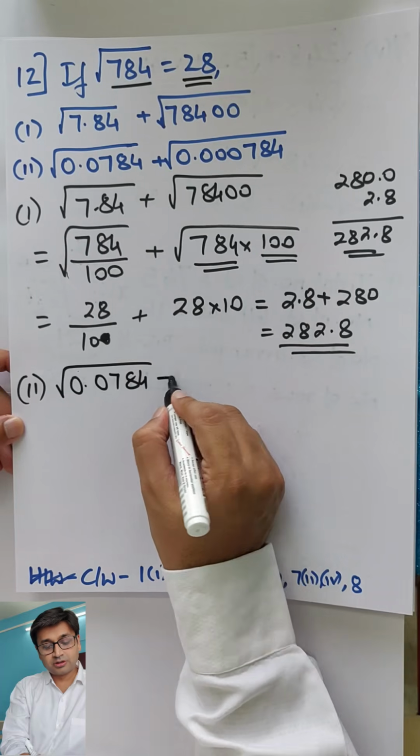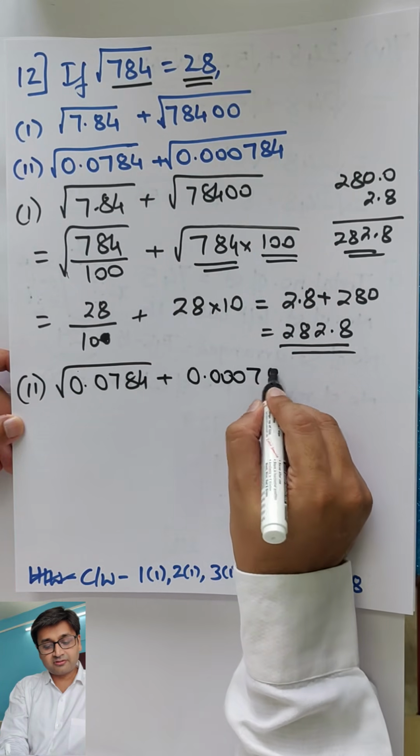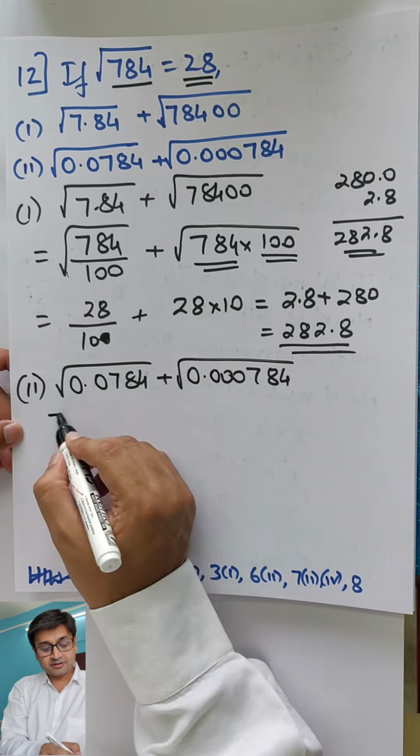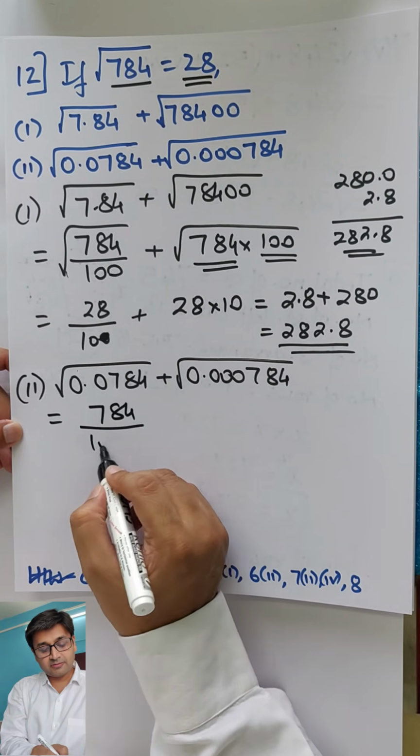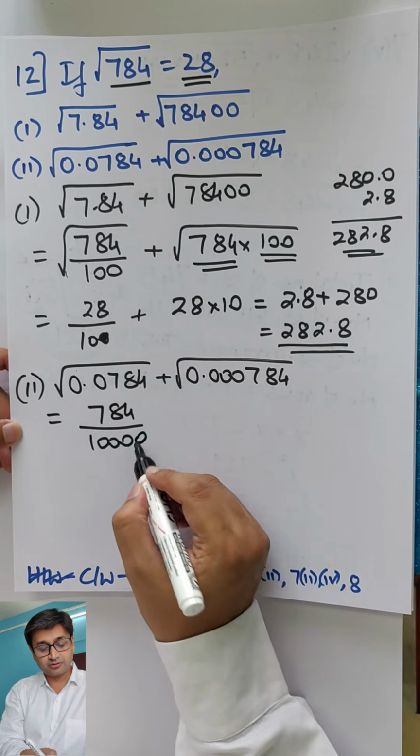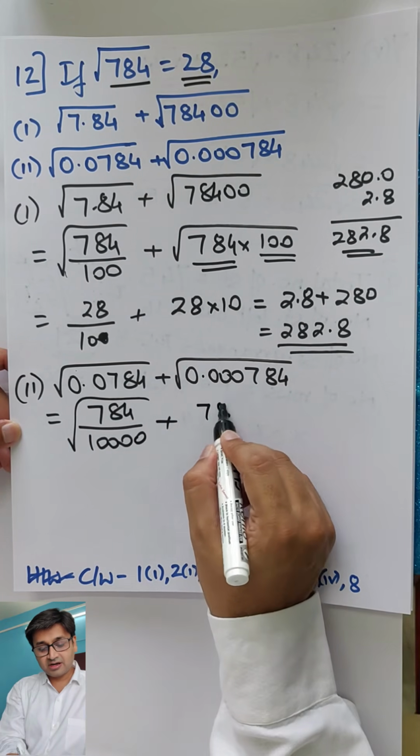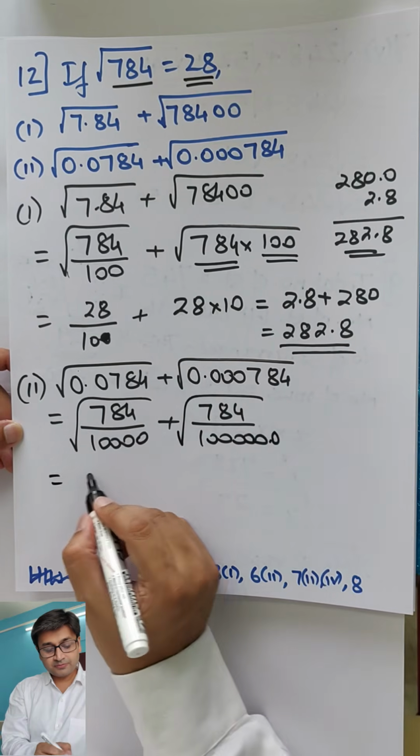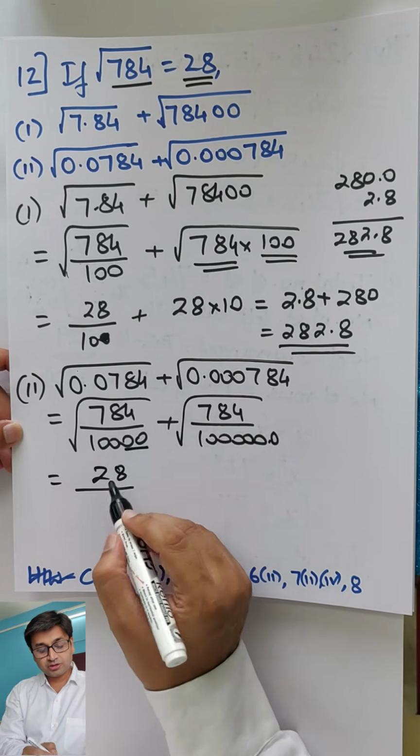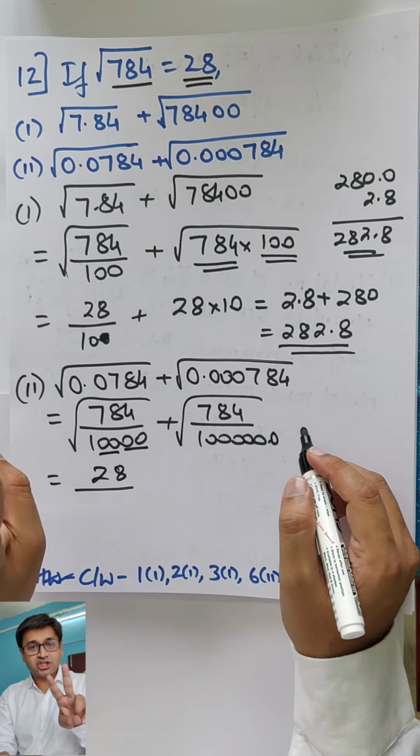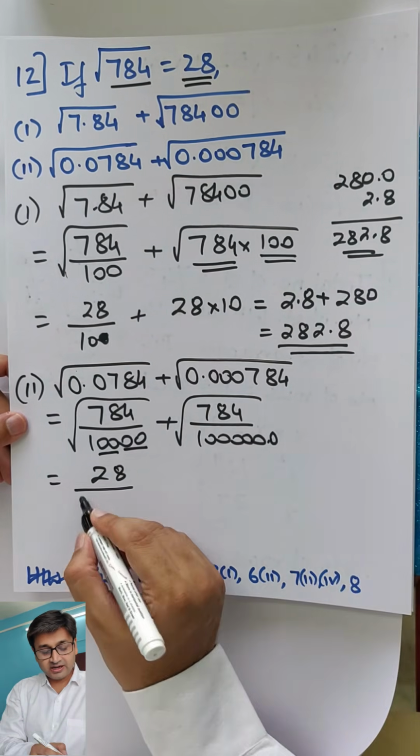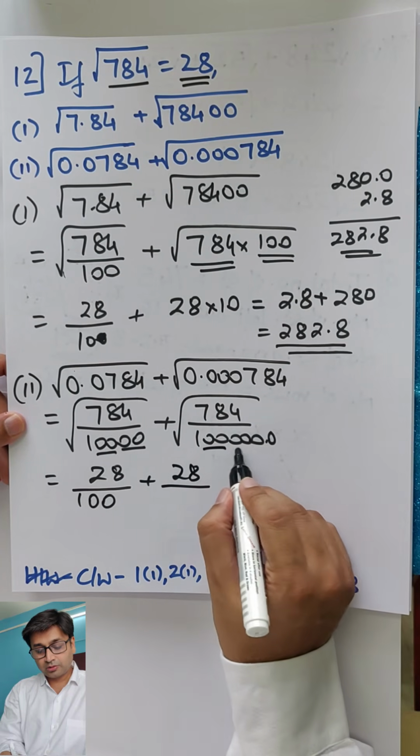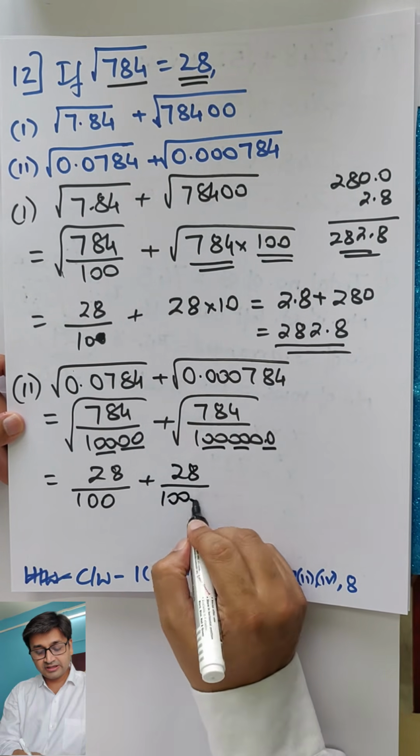The root of 0.0784 plus the root of 0.000784. Pause your video, get rid of the decimals and then try it. So 784 divided by 4 zeros, 1 2 3 4, under the root, and 784 divided by 6 zeros under the root. So this is 28, and 2 zeros make a group, and each group of 2 zeros will become 1 zero. So I will get 10 and 1 more 0. Likewise here 28, 3 groups, so I will have 3 zeros.